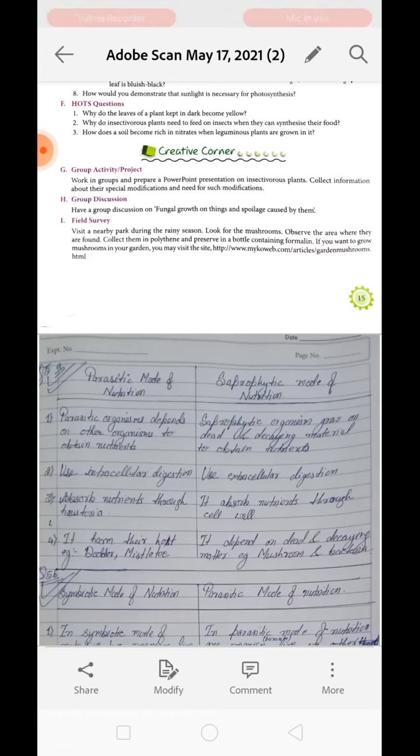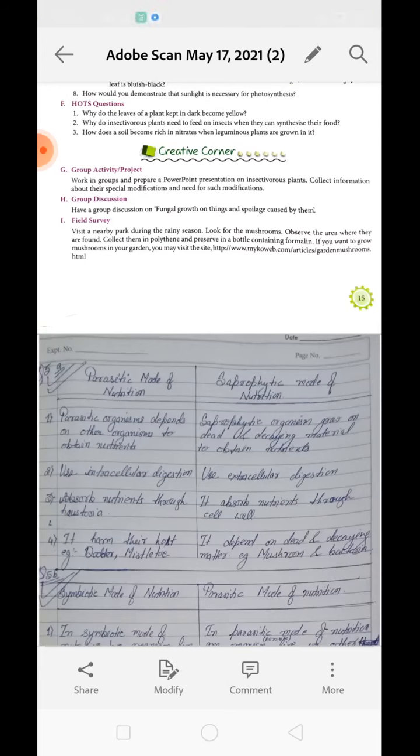Second point, parasitic mode of nutrition uses intracellular digestion. It means the digestion takes place inside the body. And saprophytic mode of nutrition uses extracellular digestion. It means digestion of food is taking place outside their body.